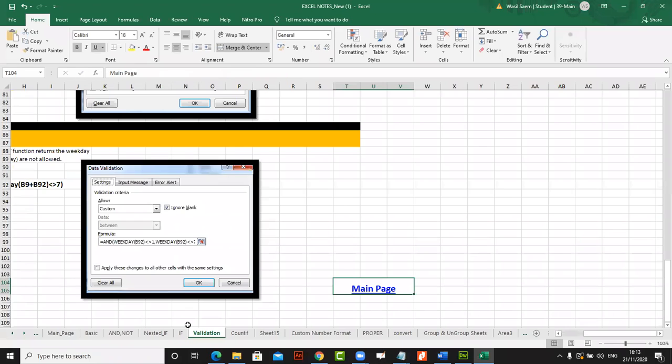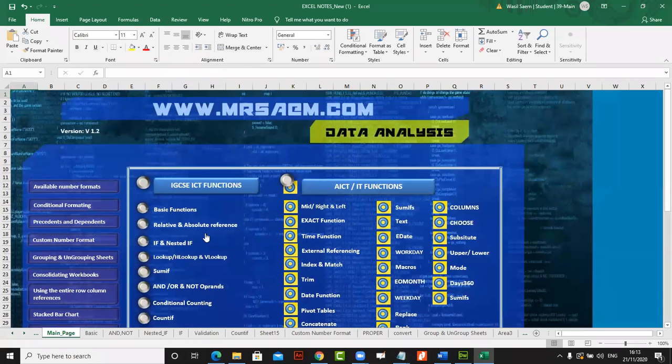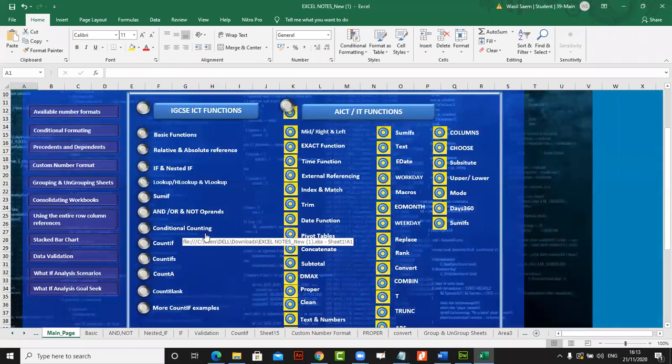Okay, let's go back. By the way, let's talk about validation if you want to. So what about lookup, VLOOKUP? Any problem in that? HLOOKUP? Anyone? Sir, could you just give a brief recap? Sure, I will do that.